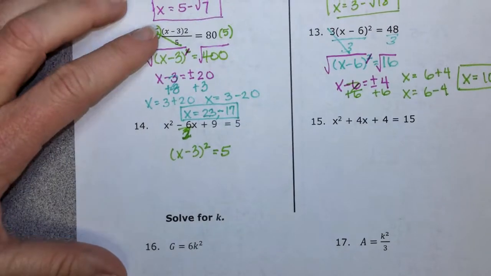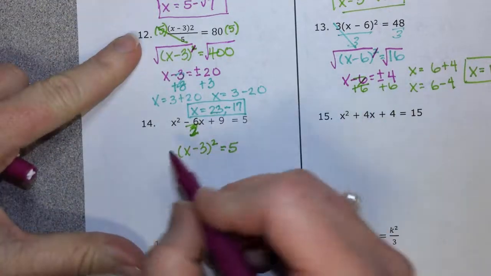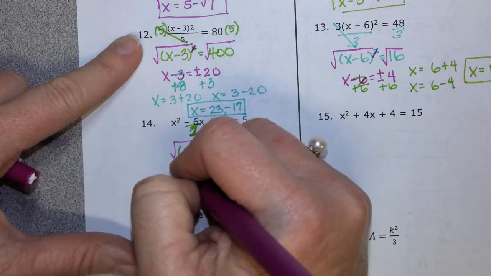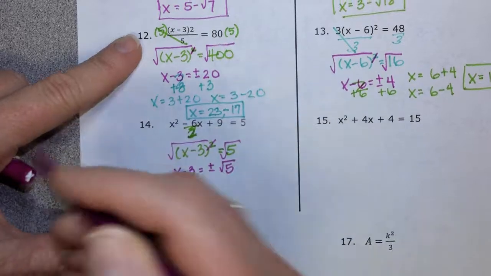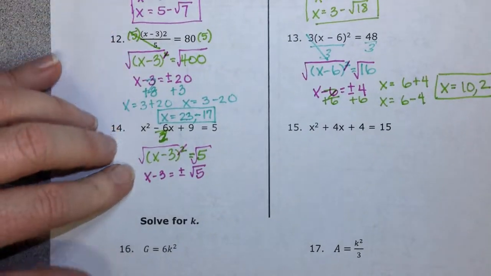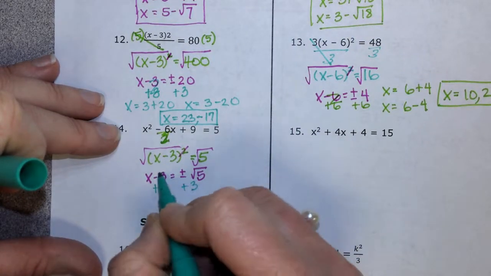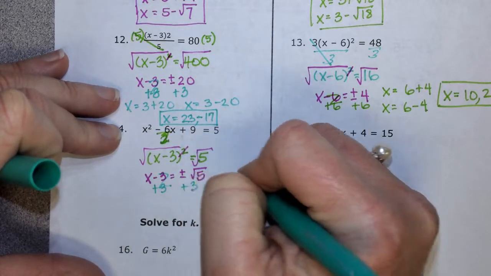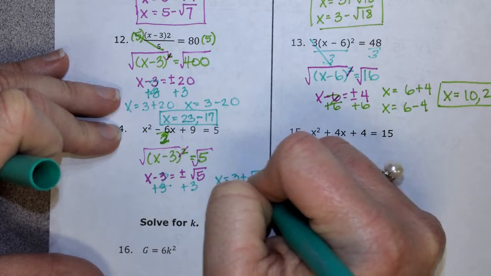Okay. And now to find my solutions, I'm going to use the square root method. So I'm going to take the square root of each side. So that leaves me with x minus 3 equals plus minus the square root of 5. And then to find my solutions, I just need to add 3 to both sides. So therefore I have x equals 3 plus the square root of 5 and x equals 3 minus the square root of 5.